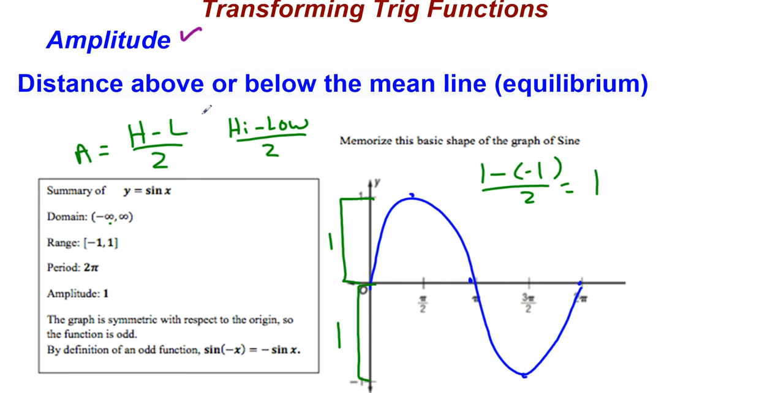One quick way to do that is this formula right here: high minus low, divided by 2. It's taking the average. So 1 minus a negative 1, divided by 2, gives us our equilibrium line, which is y equals 0. Well, I'm sorry, I got ahead of myself. We can find it by finding the midpoint between the two as well. So our amplitude is 1, and this is our equilibrium line. This is going to come into play again when we start graphing these.